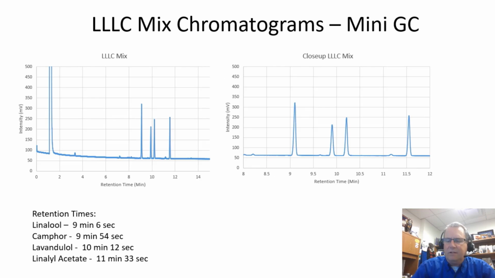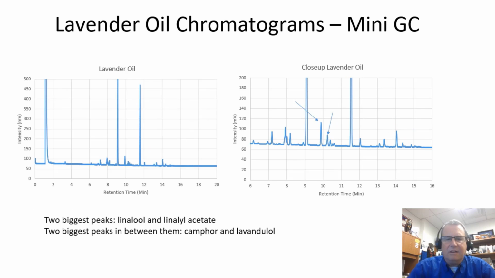Okay, here we go. Let's take a look at some chromatograms. Here are some chromatograms on the Mini GC, some lavender oil that Bitha, my student, is running, and you can see here it looks like lavender oil. It looks like some of the biggest components, linalool and linalyl acetate.